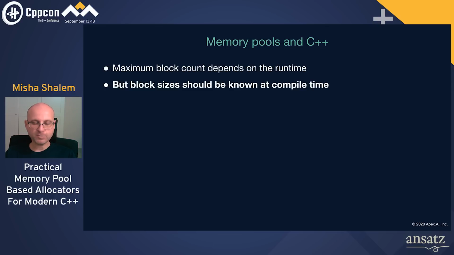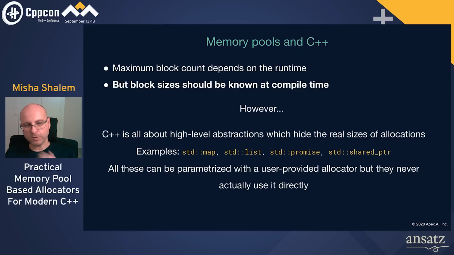We are in a strictly typed language, and we should know how many bytes everything we allocate actually takes. But the problem is that C++ constructs often hide the real sizes of allocations. If you take a look at things like std::map, list, promise, shared_ptr, they all accept a user-provided allocator in some form or another, as a template argument or constructor argument.